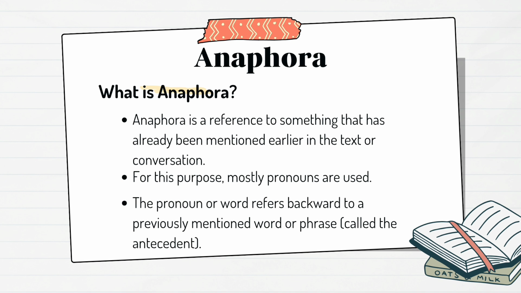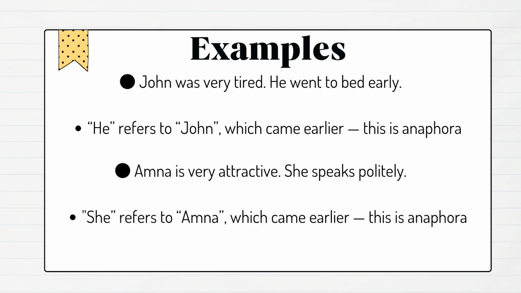Anaphora and Cataphora both are references, but Anaphora is that reference which is used for something that has already been mentioned in the sentence. For this purpose, we normally use pronouns. In a conversation or text, we don't repeat the name of things or persons time and again because it gives a bad impression to our writing or our conversation. So normally we use pronouns for that. And the thing that has been referred to is called the antecedent.